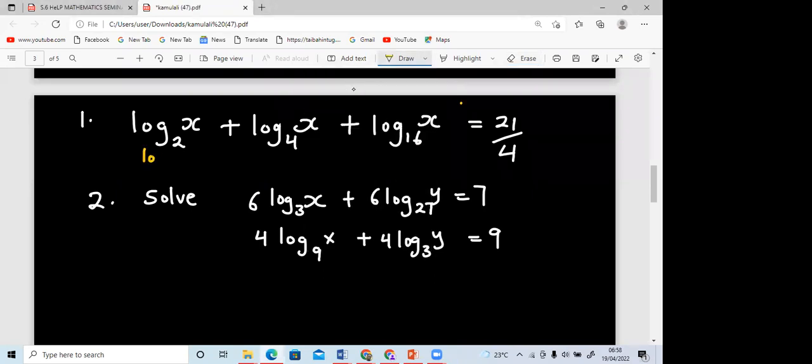So this one being log 2 to x, and make sure that you write this to log 2x, log 4, then plus log 2x, and then log of 216 equals to 21 out of 4.